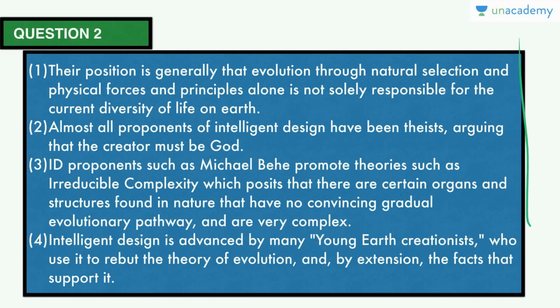So what we can do is try starting off with sentence 2. It looks like a good opener to me. Almost all proponents of intelligent design have been theists, arguing that the creator must be God. Fine. Their position is generally that evolution through natural selection and physical forces and principles alone is not solely responsible for the current diversity of life on Earth.